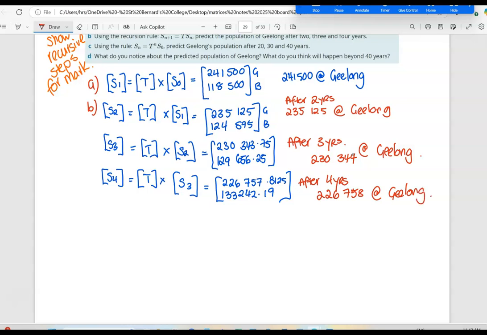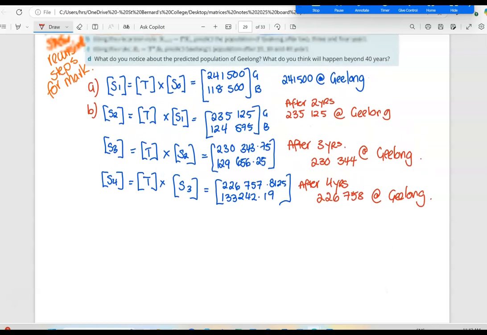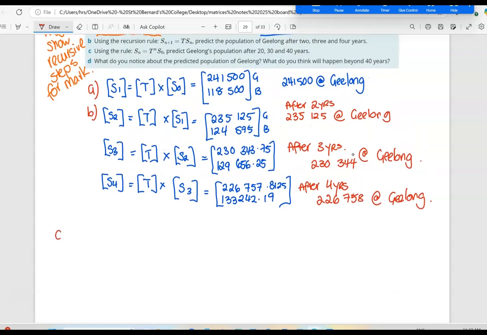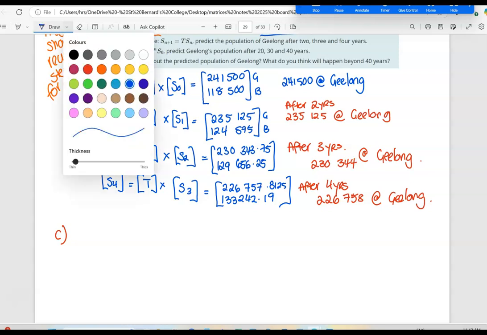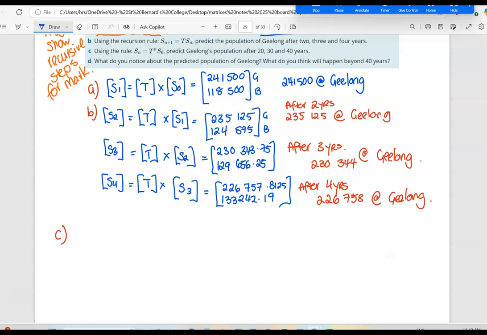Now, when you do it recursively, obviously it takes a long time to keep going through. So they generally, in a year 12 exam, only make you do maybe two goes. Here we had to do 3 times maybe, so you don't get asked to do too many. Now, even in part C, it says using the SN rule, so that's like the end term rule. It says work out the population after 20, 30, and 40 years.